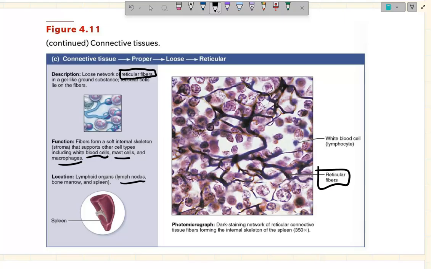So lymph nodes typically house our immune cells. Bone marrow will house our new blood cells that are being made. So it creates this mesh for support for blood cells and immune cells as well. Right, white blood cells are types of immune cells. They're identifiable because of these really, really darkly stained reticular fibers. And then you see a ton of blood cells floating within this region here.